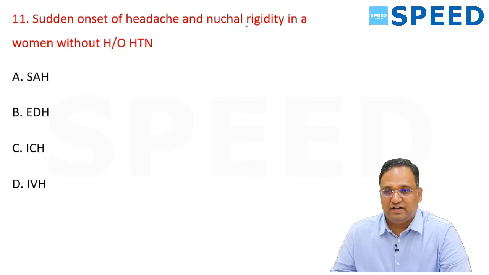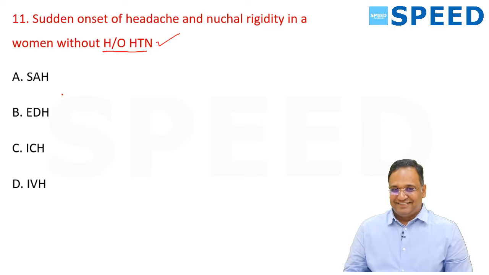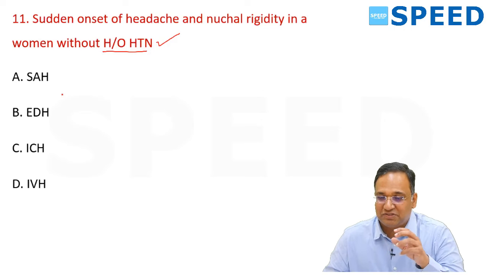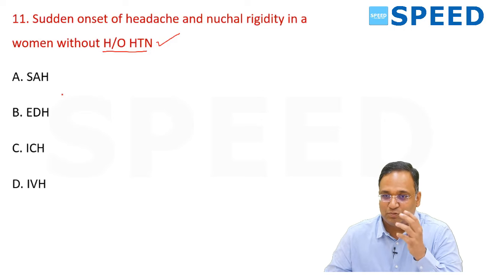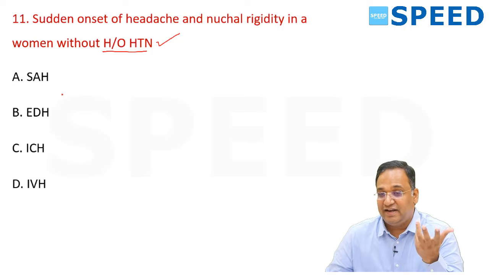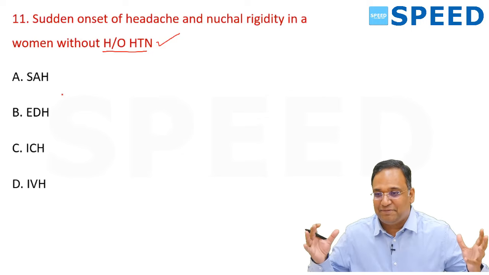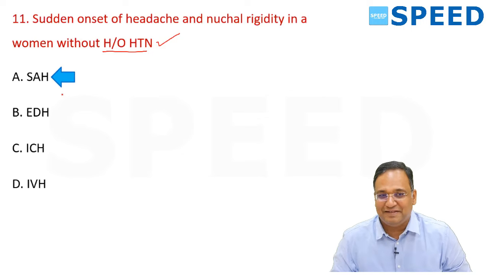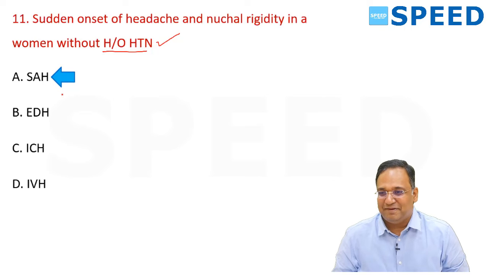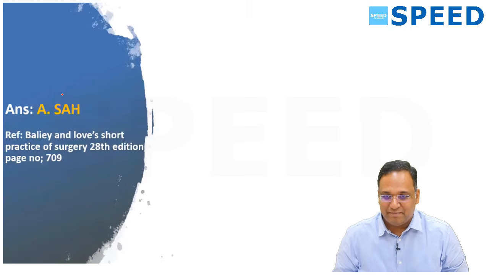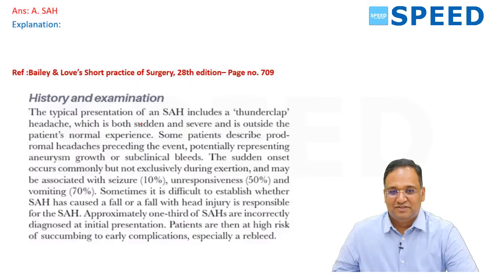Sudden onset of headache and nuchal rigidity in a woman without a history of hypertension. This is an important question here. We call it the worst headache of a patient's life. Any headache will not have nuchal rigidity. So, nuchal rigidity and a thunderclap headache. That means what? Subarachnoid hemorrhage. Understood? So, the typical presentation of SAH includes the thunderclap.